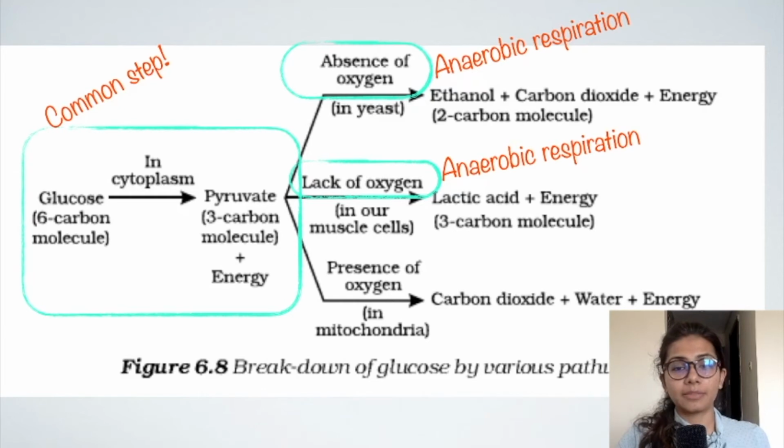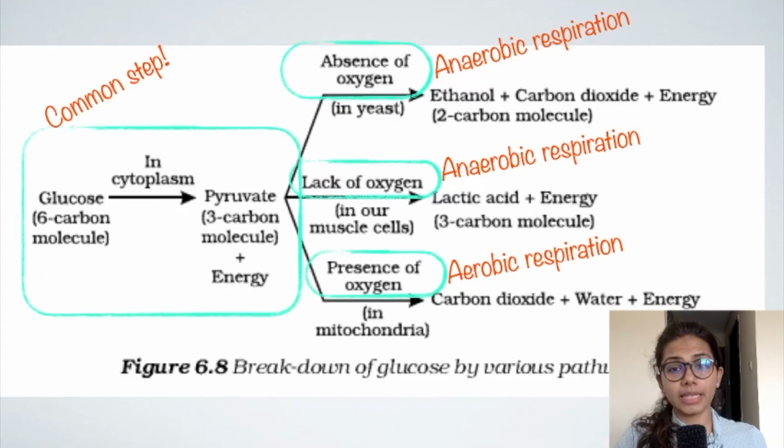And the third and most common type of pathway of breakdown of glucose happens in the presence of oxygen, with the help of oxygen. So what type of respiration is this? Aerobic respiration. Where does this happen? In the mitochondria. That means powerhouse of cells.